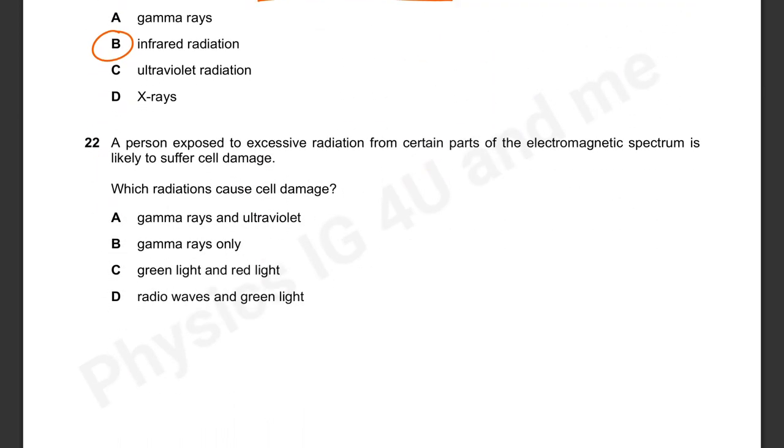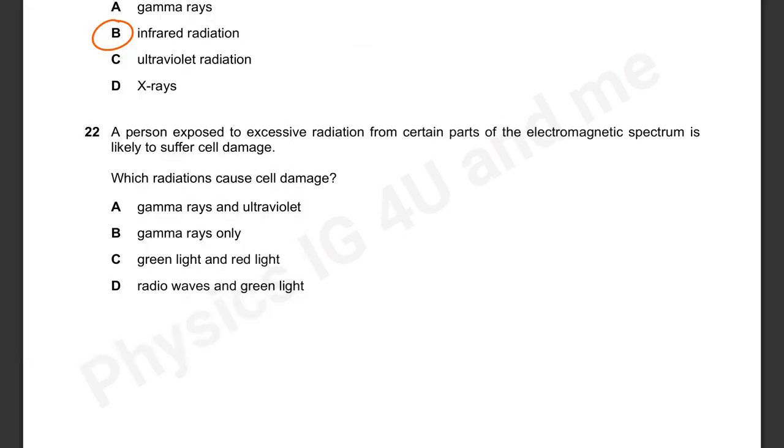Now question 22, it says, a person exposed to excessive radiation from certain parts of the electromagnetic spectrum is likely to suffer cell damage. Which radiation causes cell damage? Also, this is like dangers of the electromagnetic spectrum. I hope you memorize them all. That will cause cell damage is actually two, which are gamma and ultraviolet. Gamma rays and ultraviolet. Okay?